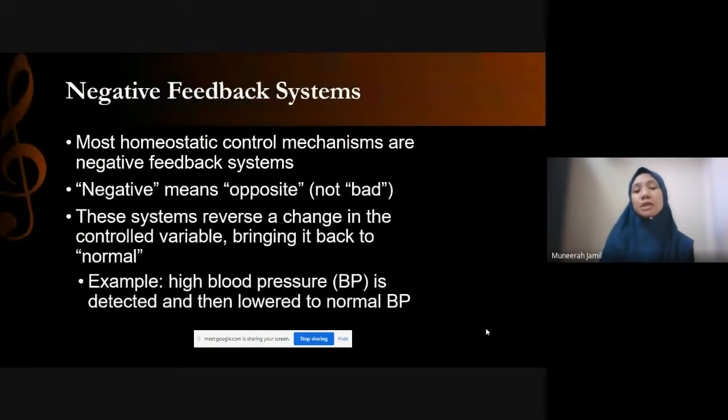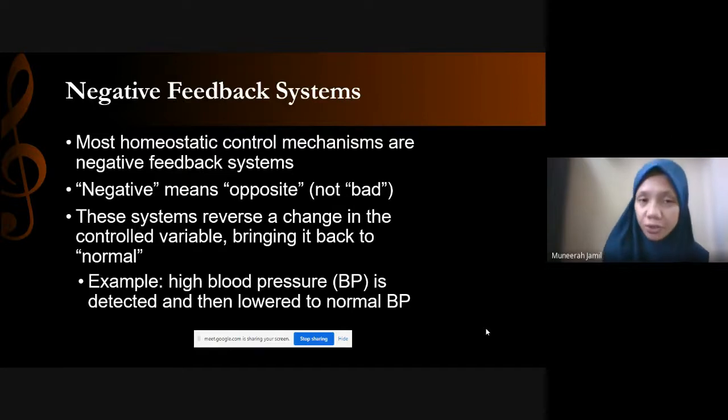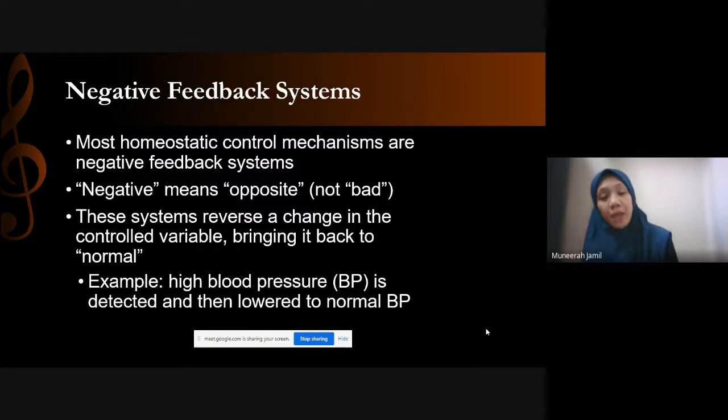So most homeostatic control mechanisms are negative feedback. So what does it mean by negative? Of course, it's something that is opposite lah. So kalau you have some changes, whether it is actually related to increasing of the blood pressure, for example. So when we call the negative feedback system happen, which means from increased blood pressure, then it helps to reduce the blood pressure until it achieves the normal blood pressure. So that is what we call as opposite.